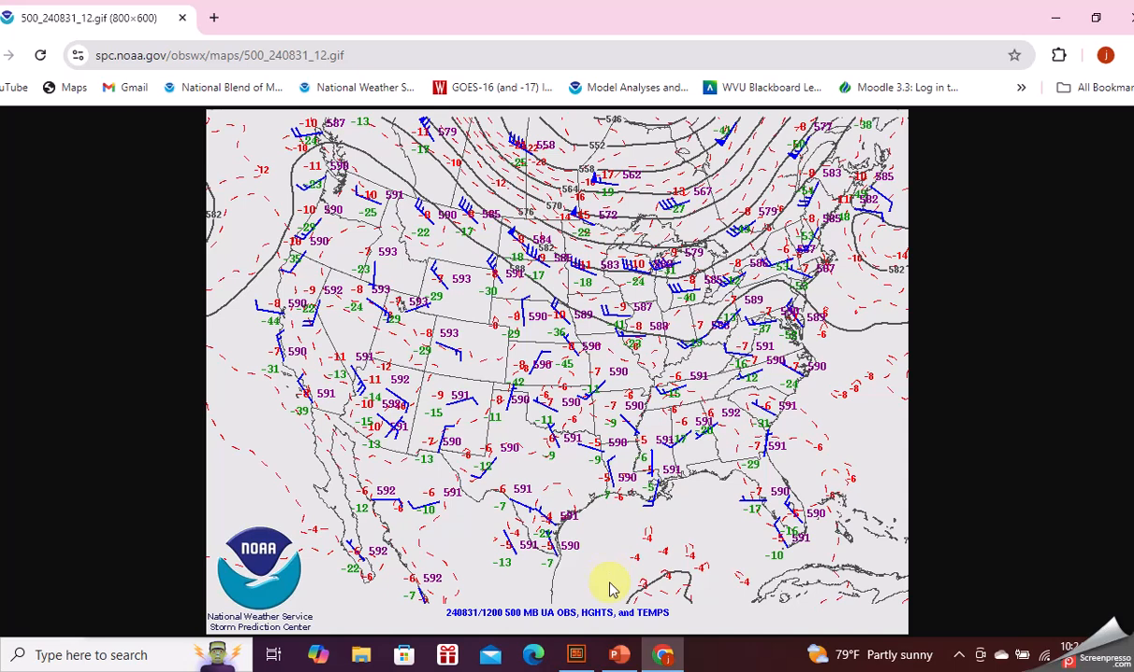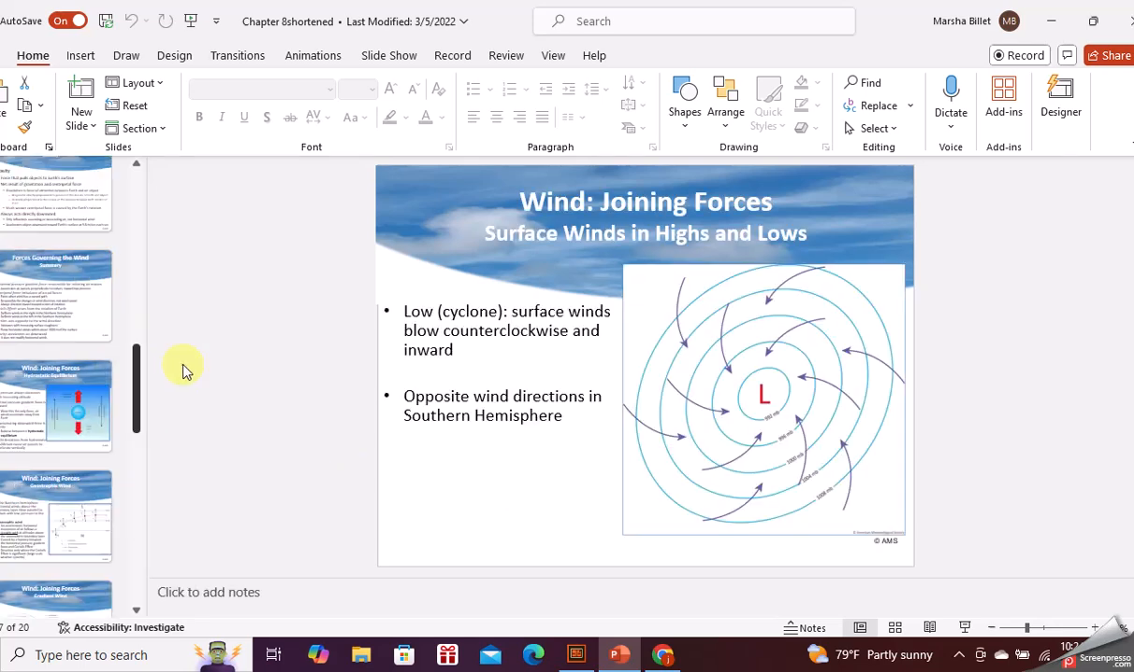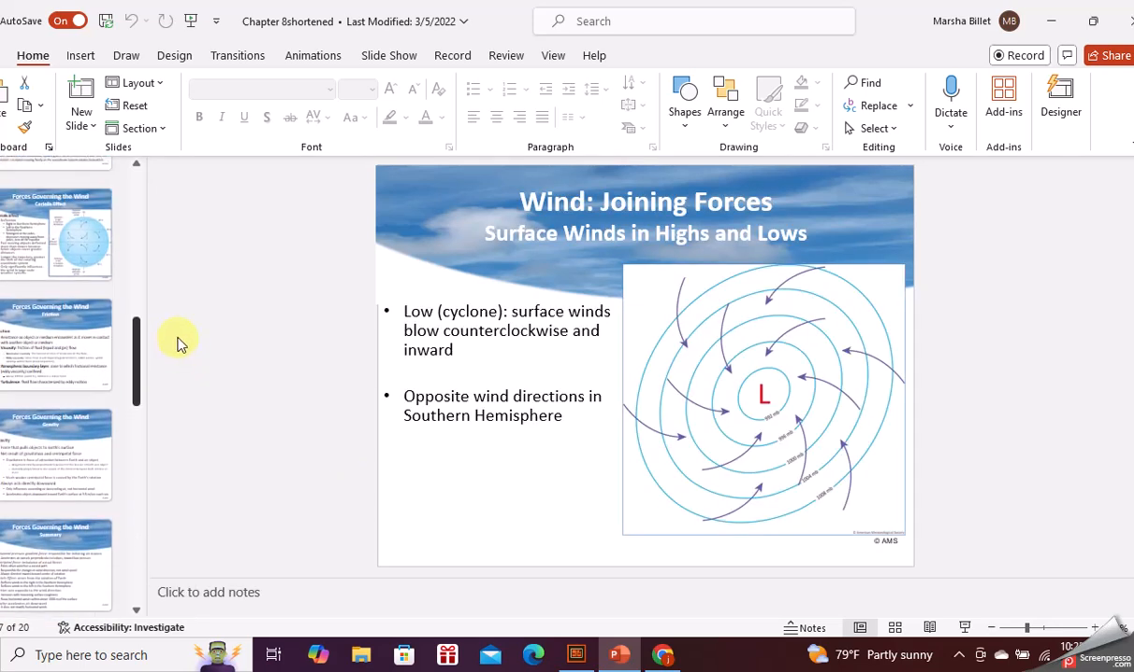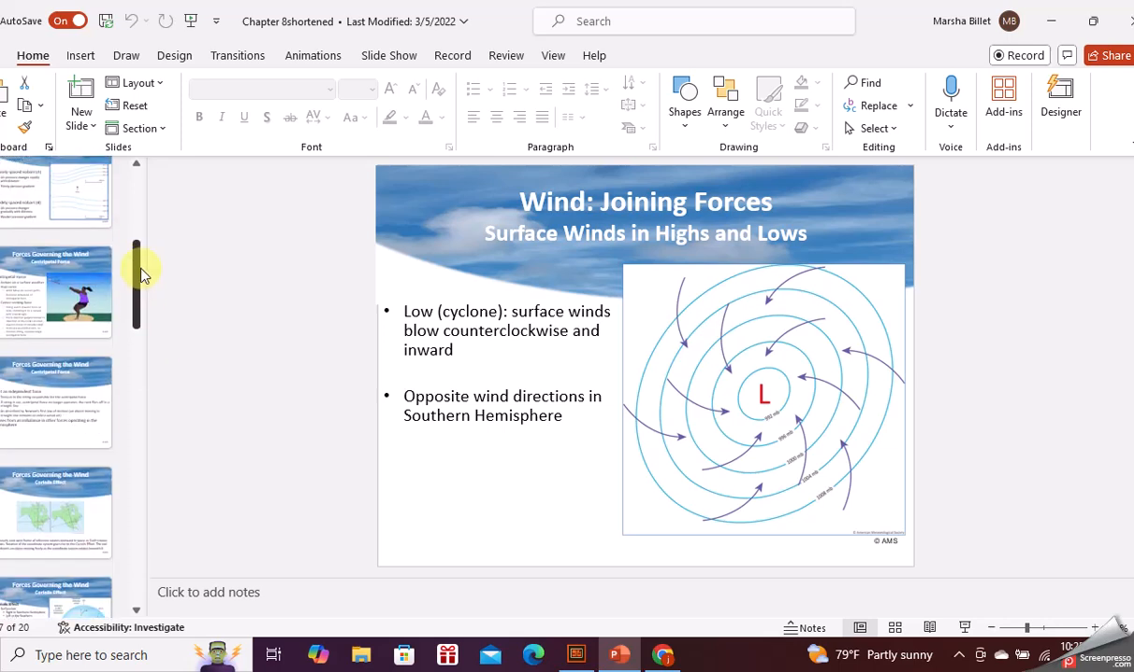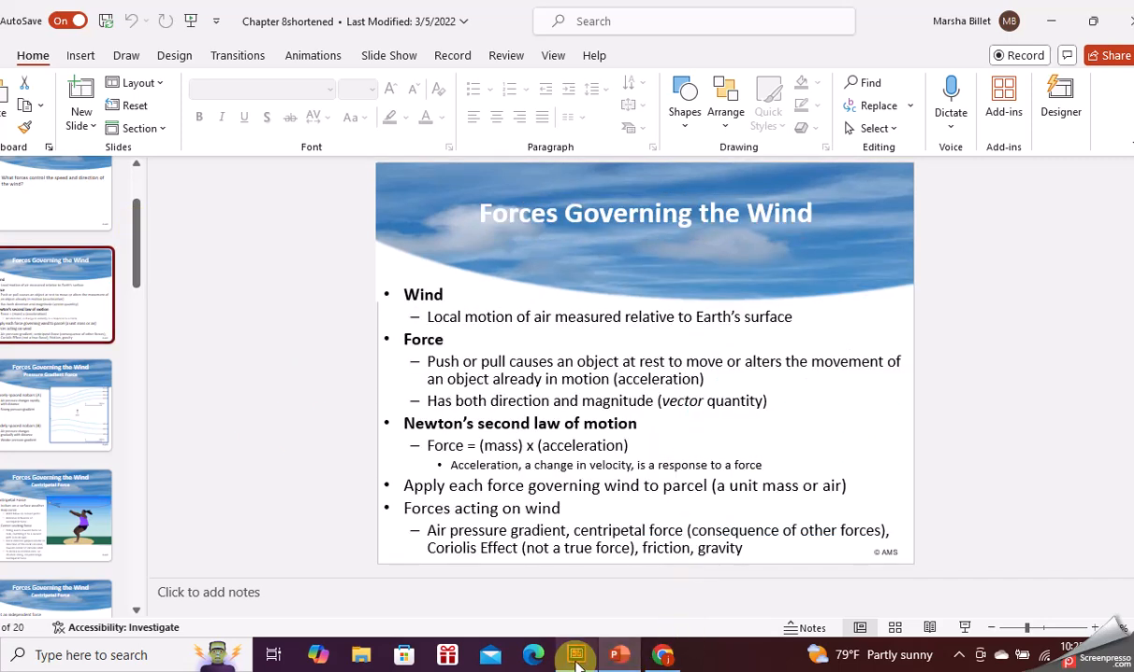Now let's go into winds. All right, I've got a quick slide presentation here. Winds, where do they come from? Why does that air move? Well, something has to push the air. Like when you move your car or when you move yourself, you're pushing yourself. You're exerting a force. That force is what moves air.